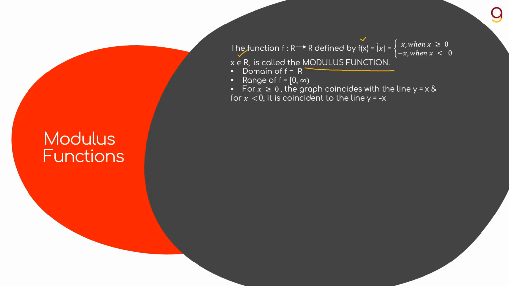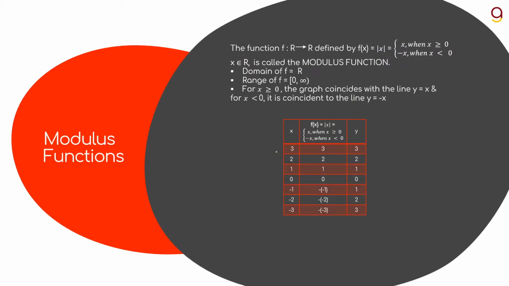f(x) = |x| is equal to x when x is greater than or equal to 0. But if x is less than 0, this x becomes minus x. So, let's see this in detail.